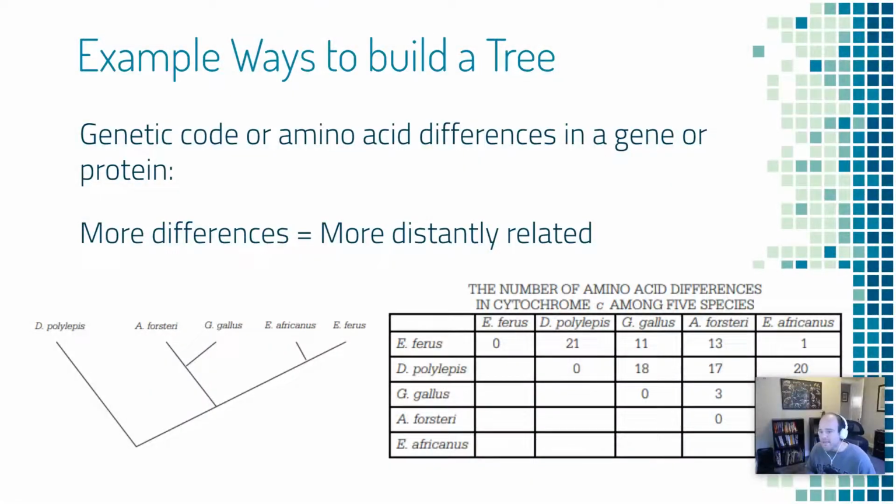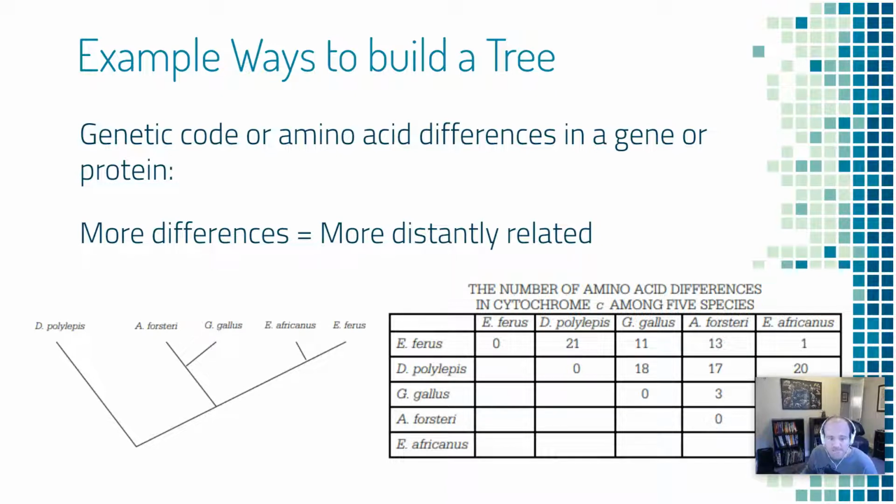And so what you might see in this class is a genetic table that's going to show either how many differences there are in the DNA, the genetic code, or maybe in the proteins. So remember, genes code for proteins. Proteins are built by a building block called amino acids. So how many amino acids in that protein are different? So more differences means they're more distantly related.